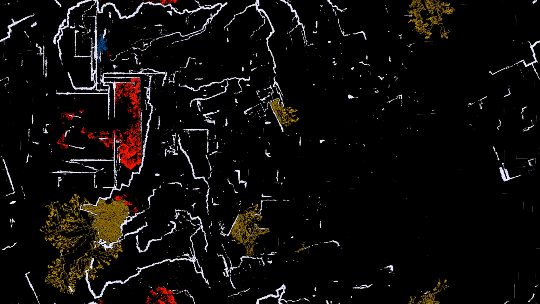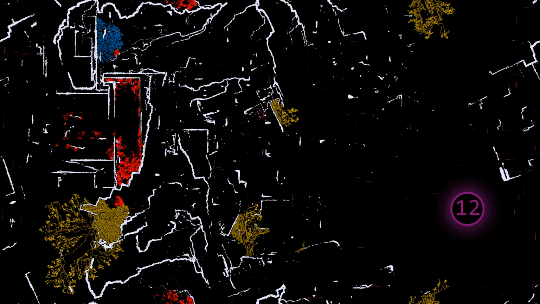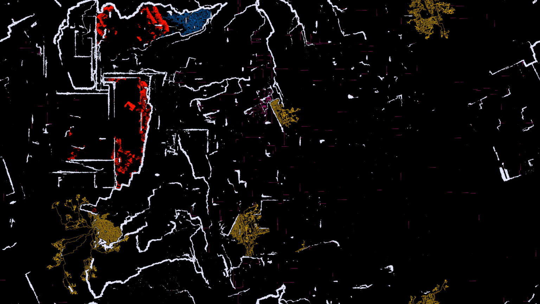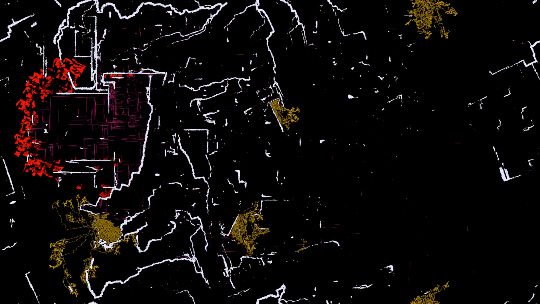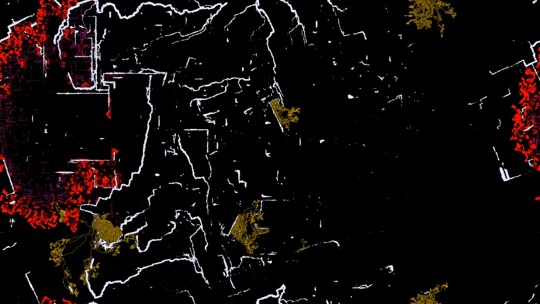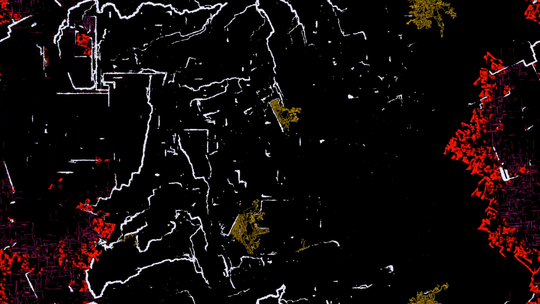We can see 3 clans right now, but there are other organisms on the field. These are Clan 12. I expected this clan to go extinct fast, but it suddenly started to grow. Let's see what it's going to do.